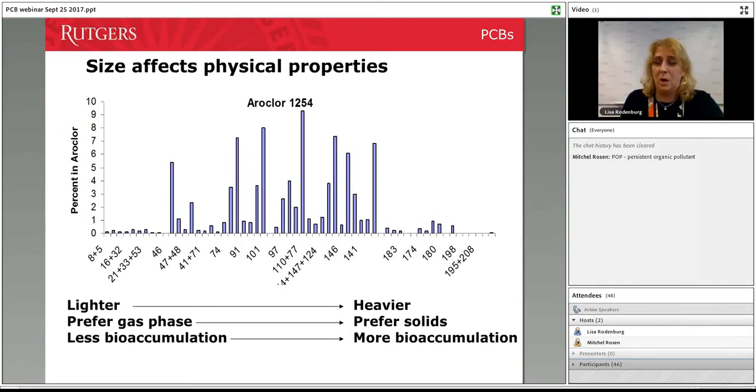You can remove them from your body through your urine, for example, and they're not as liable to stick to your fatty tissues. Whereas on the other end, the heavier congeners with more chlorines, they would prefer to stick to solids or to fatty tissues. They're not going to particularly be in the gas phase, and therefore they bioaccumulate more effectively. So it's important to understand that, again, we have 209 congeners, and they run the gamut in terms of their physical and chemical properties. Some of them are quite volatile. Some of them are very, very hydrophobic and are going to stick to fatty tissues.